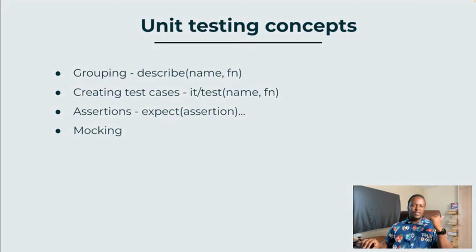And then we also can create test cases. So test cases are the specific things that you're testing for. So if the password is correct and the email is incorrect, we want to make sure that someone cannot log in. So we can create test cases by using either it, which is a function, or test. Test is an alias of it.